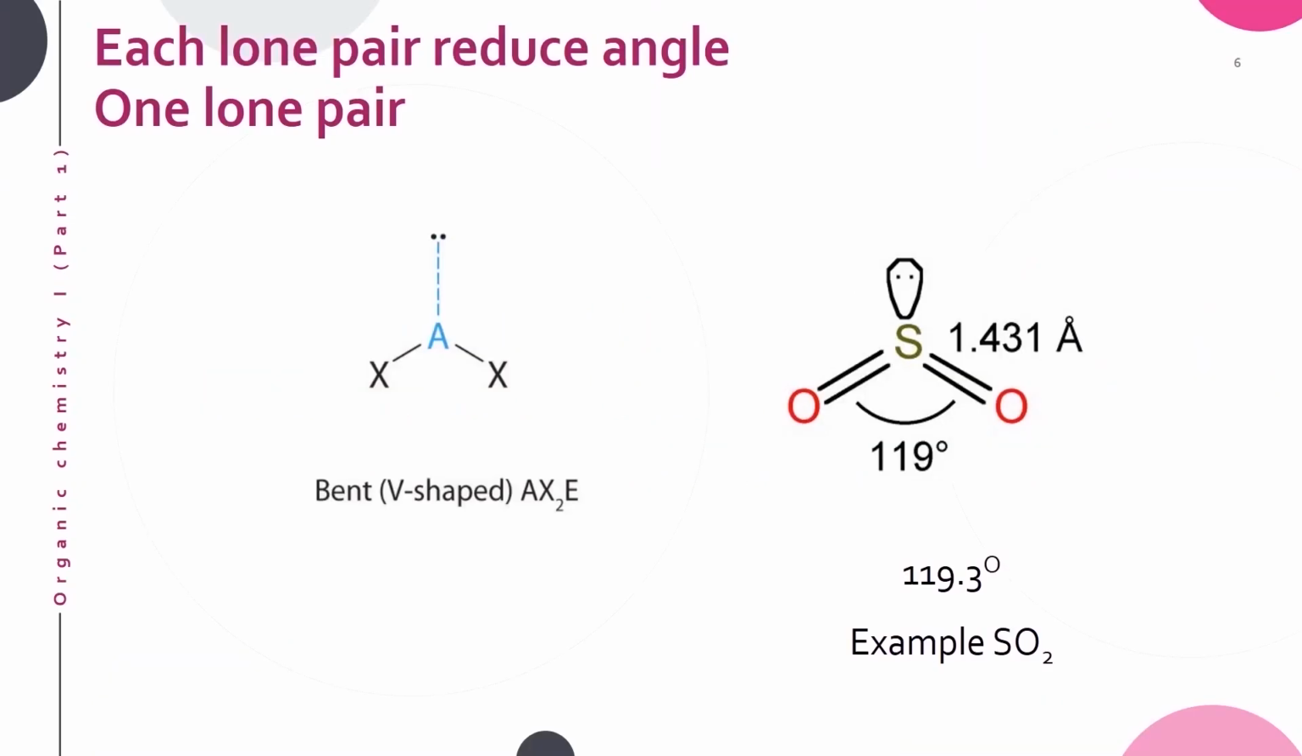The presence of lone pairs distorts the shapes we mentioned earlier because the lone pairs have unbonded electrons, so the repulsion will be maximum. One lone pair causes the planar shape to bend away from the lone pair, and the bent V shape is formed. An example is the sulfur dioxide molecule.